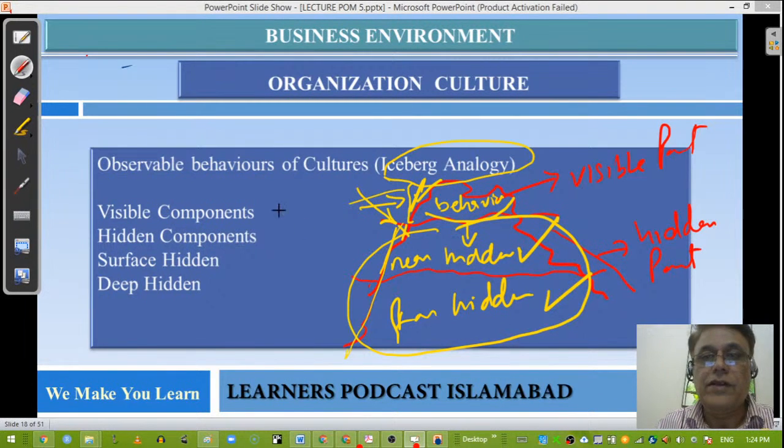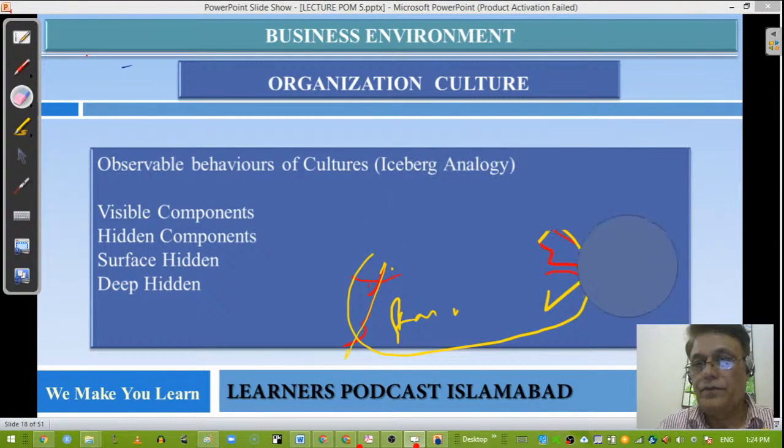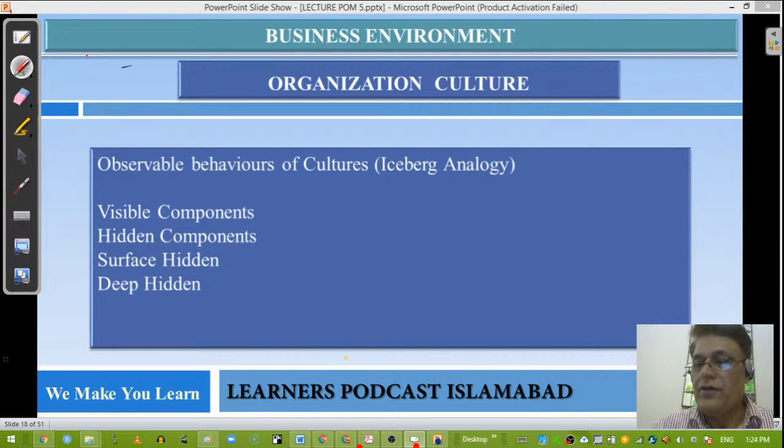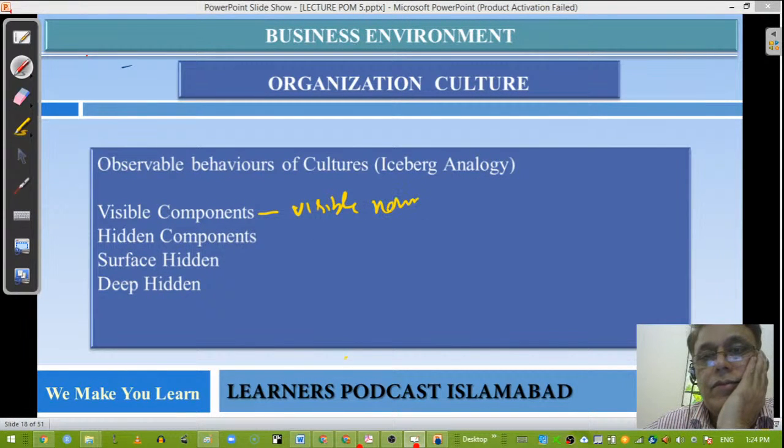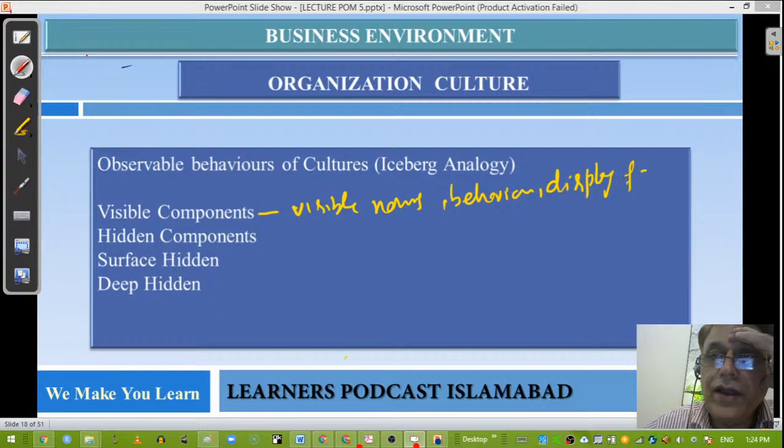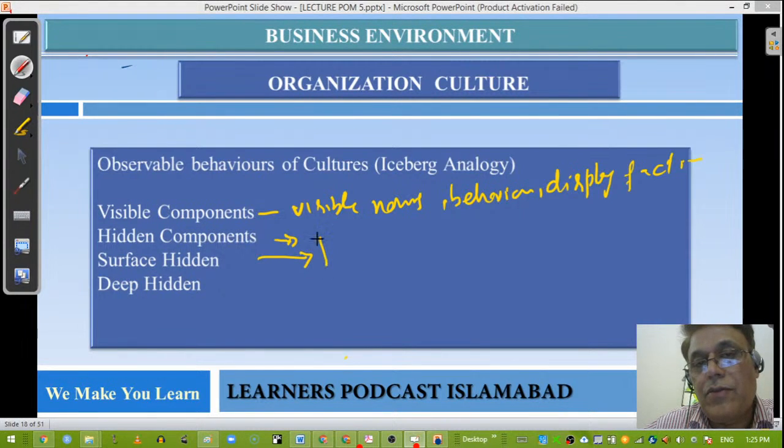Okay, so what we see generally in the visible components is basically the visible norms, the visible behaviors, the visible display of actions, that is visible to everyone. In the hidden components, the surface hidden or the near hidden, these are also hidden in the first place. I mean, you cannot observe them, because they are hidden.